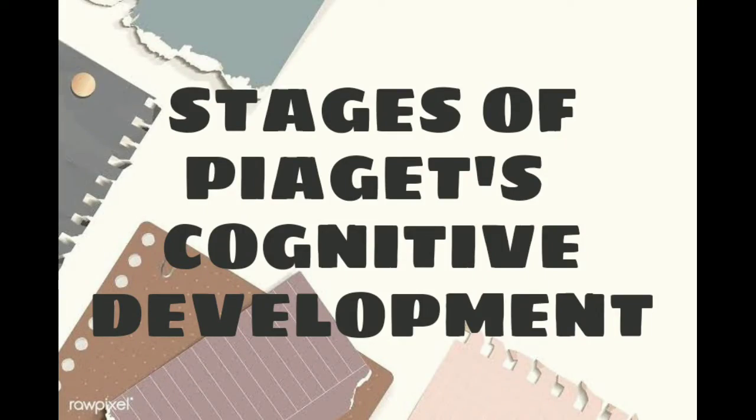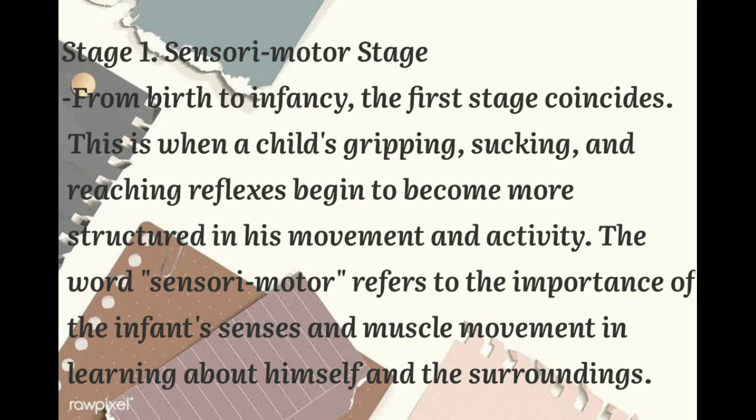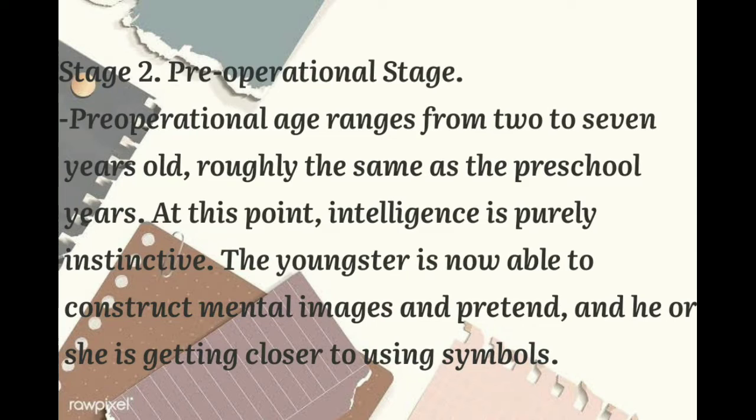Stages of Piaget's cognitive development. Sensorimotor stage, from birth to infancy. The first stage coincides with this period. This is when a child's creeping, sucking, and reaching reflexes begin to become more structured in his movement and activity. The word sensorimotor refers to the importance of the infant's senses and muscle movement in learning about himself and the surroundings.